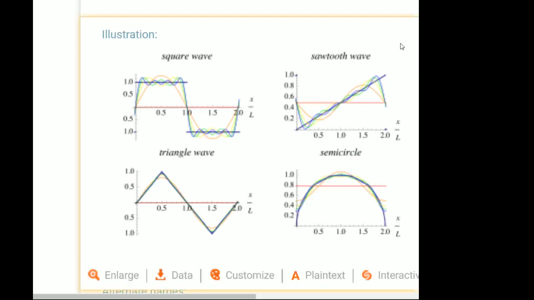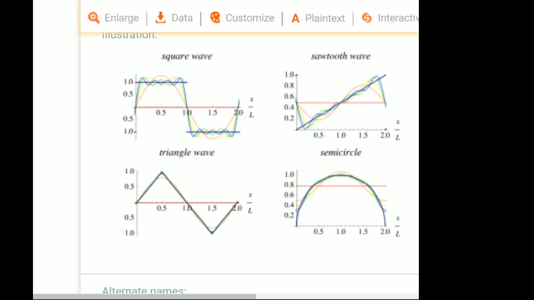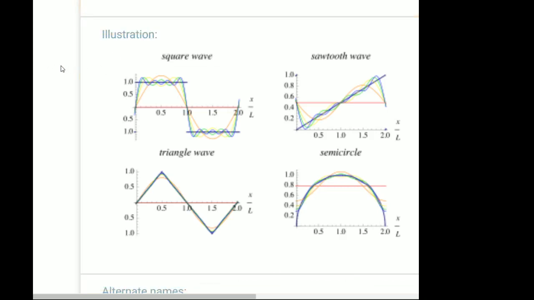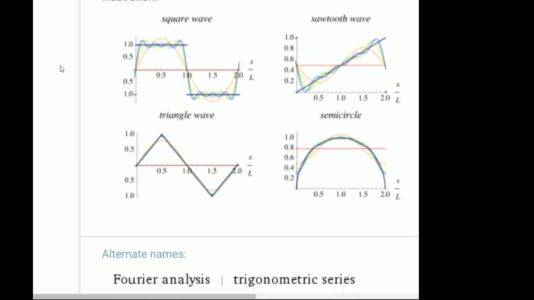Today I'm going to talk about Fourier series and how to use them with sounds. So the first thing I'm going to talk about is the Fourier series. Basically you write a continuous function as a sum of sines with varying amplitude and varying frequency.